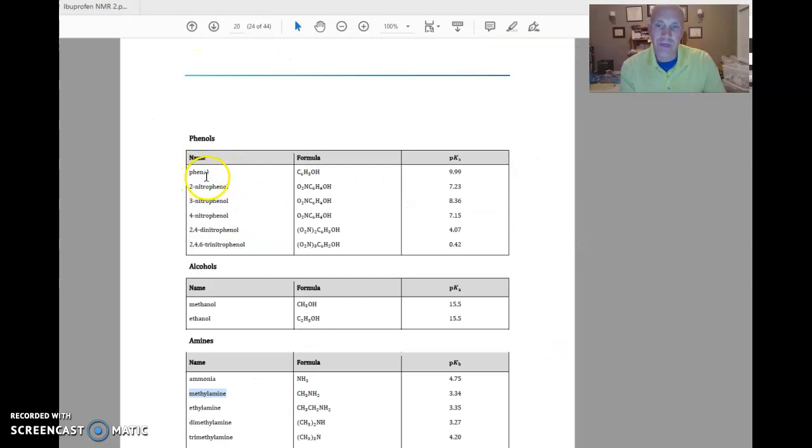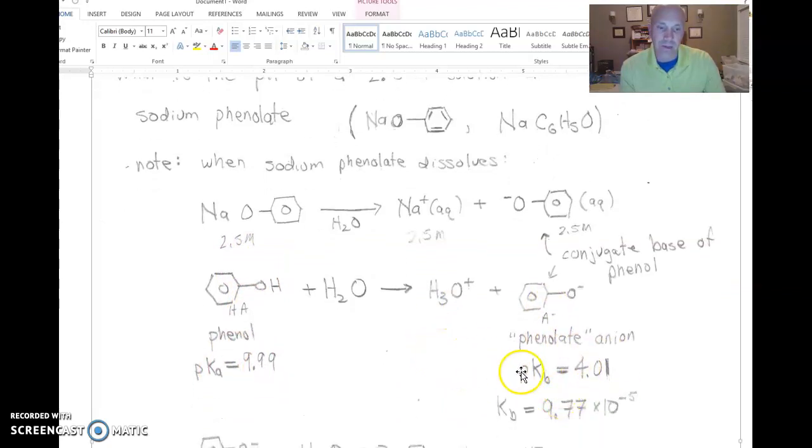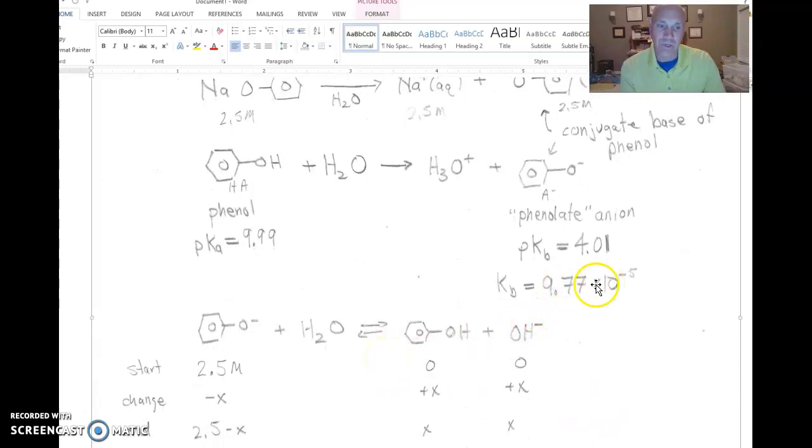So going back to the data booklet, notice this first compound right here is phenol, and it gives its pKa as 9.99. So that's all we really need, because now that we know that the pKa of that is 9.99, we know that the pKb of this guy is 4.01. And if we know its pKb, we can calculate its Kb by just the standard transformation. So we have this right here.